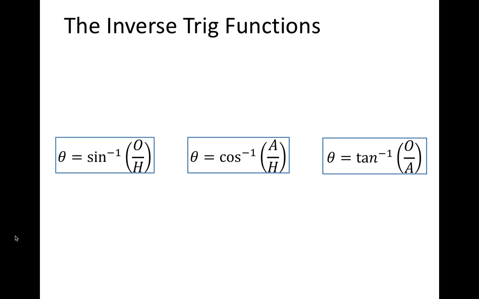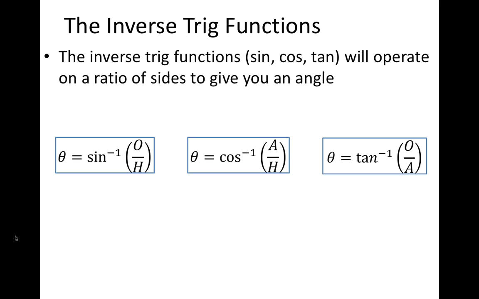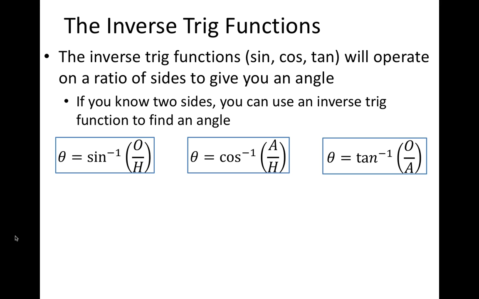Okay, so what if you need to find an angle? If we're not told one of the angles, how would you find it? Well, if you know two of the sides, then you can use the inverse trig functions to find the angle. The inverse trig functions operate on a ratio. So if you know two of the sides, you can find their ratio, and it outputs an angle. So we can use the trig functions to find that angle if you have two sides.